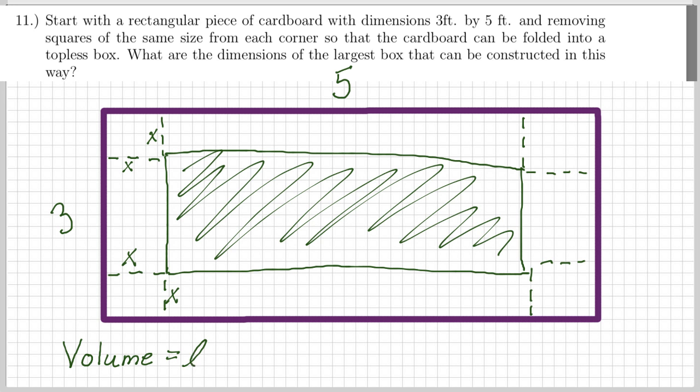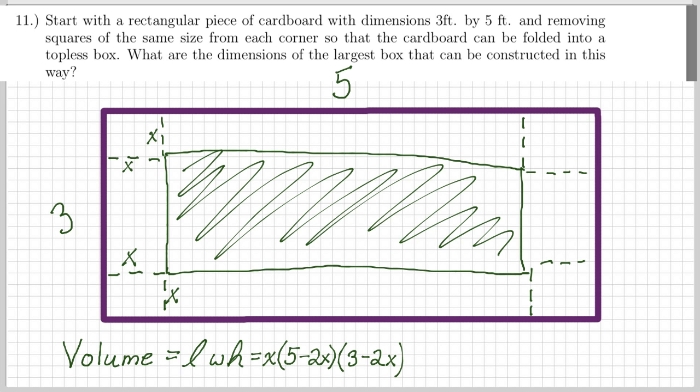So the volume of this box is going to be the length times the width times the height. And the height's the easy part because it's just x. The length is going to be 5 minus 2x. And the width is going to be 3 minus 2x. Right?